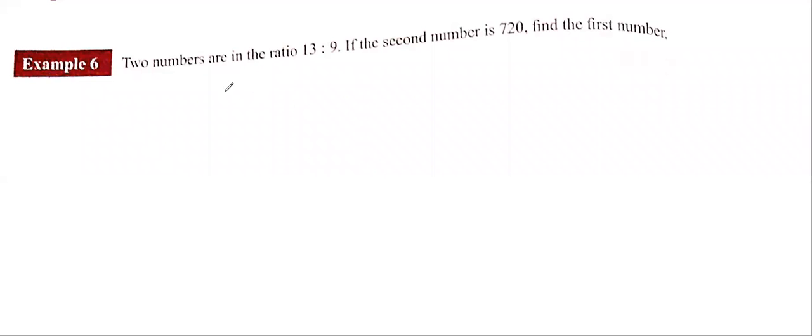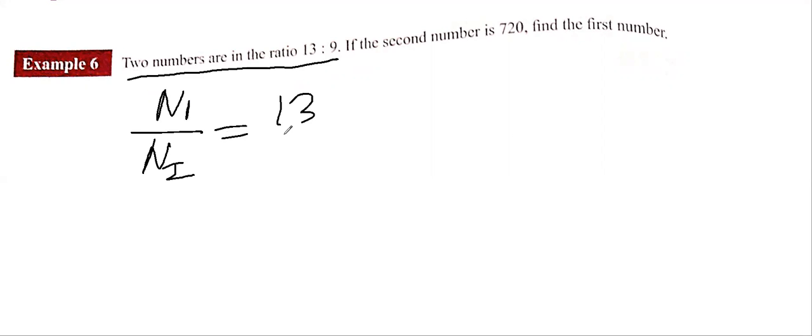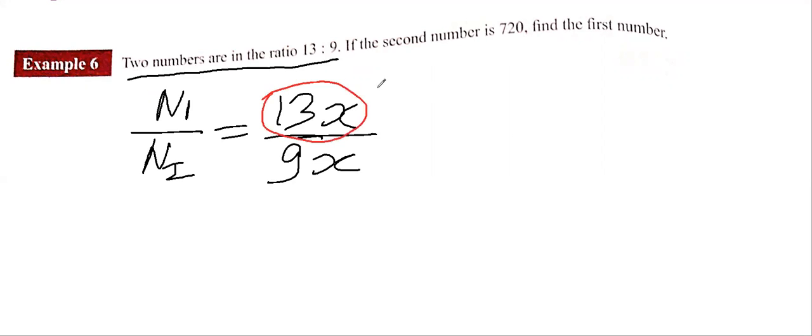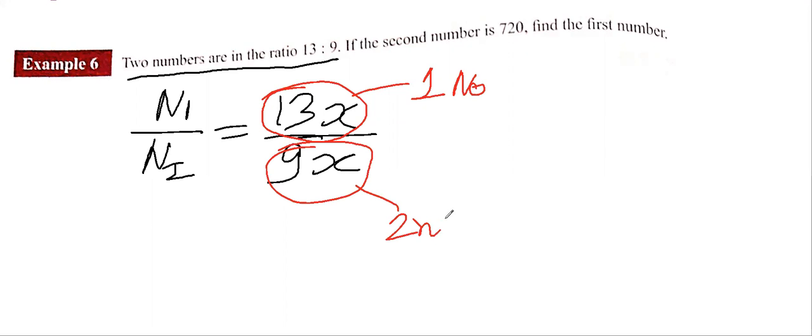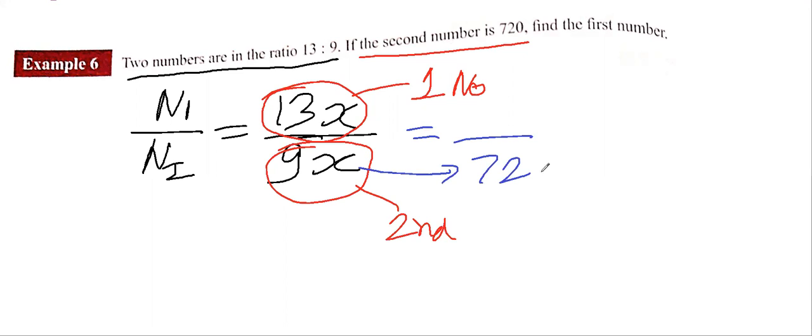Okay. Solve example number 6. It says two numbers are in the ratio 13:9. So I will write my numbers n1 and n2. They are in the ratio 13:9. So I can write this as 13x by 9x. If the second number is 720, what does that mean? This is the first number, and this is the second number. What it says is, if the second number is 720, so I will write this as 720.